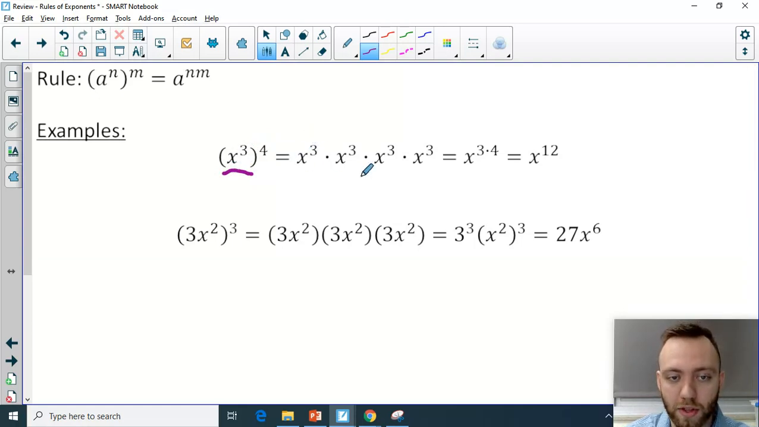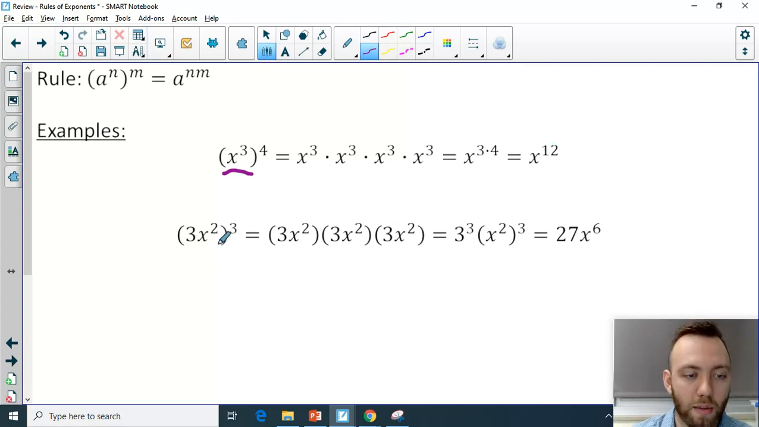So let's do that. x to the third times x to the third times x to the third times x to the third. And I think we could see from our previous rule that's going to be 3 plus 3 plus 3 plus 3. And another way to write 3 plus 3 plus 3 plus 3 is 3 times 4, 3 four times, right? So that'll get us 12. Sure enough, 3 plus 3 is 6, plus 3 is 9, plus another 3 is 12. We'll get there.